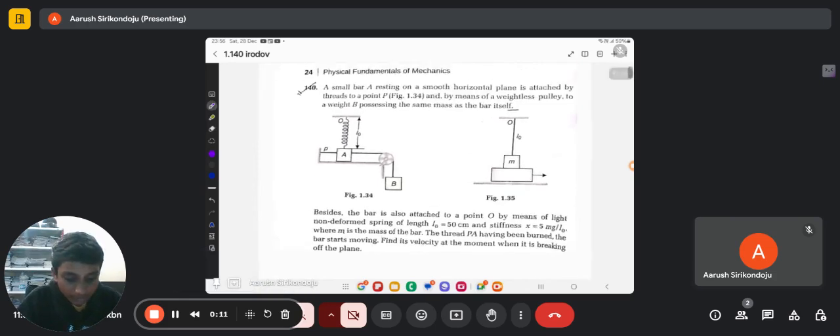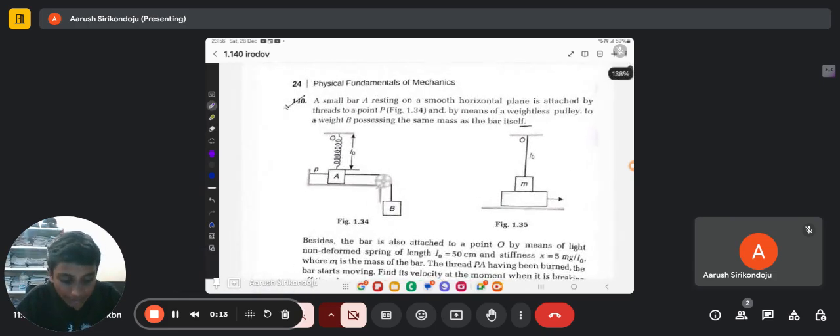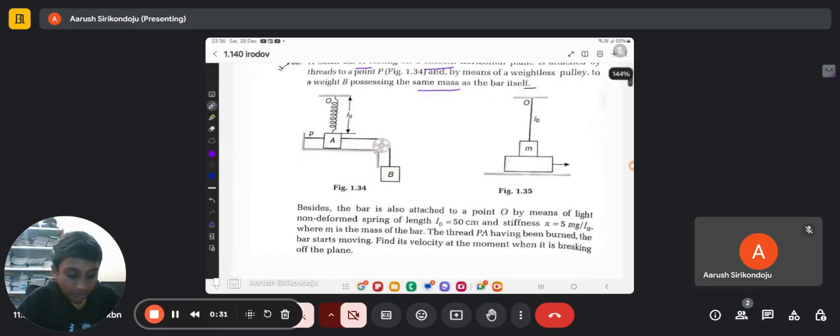Let's begin. It says that a small bar A resting on a smooth horizontal plane is attached by threads to a point P and by means of a weightless pulley to a weight B possessing the same mass as the bar itself. Besides, the bar is also attached to a point O by means of a light non-deformed spring of length L naught equal to 50 centimeters and stiffness x equal to 5 mg by L naught, where m is the mass of the bar.